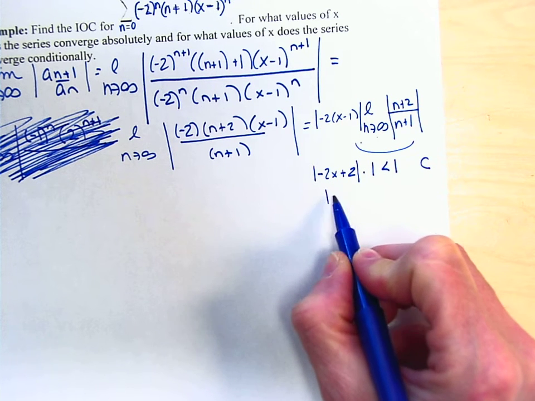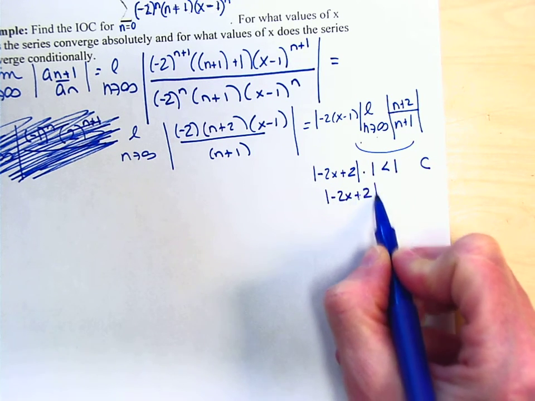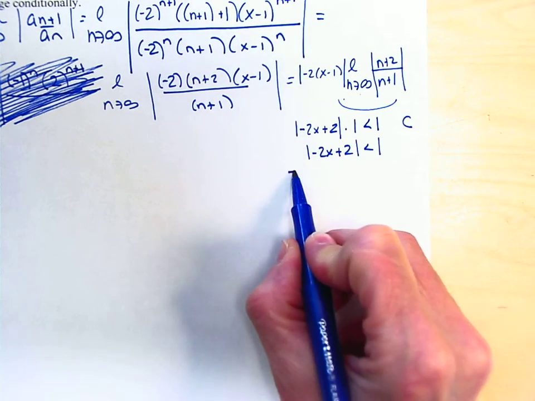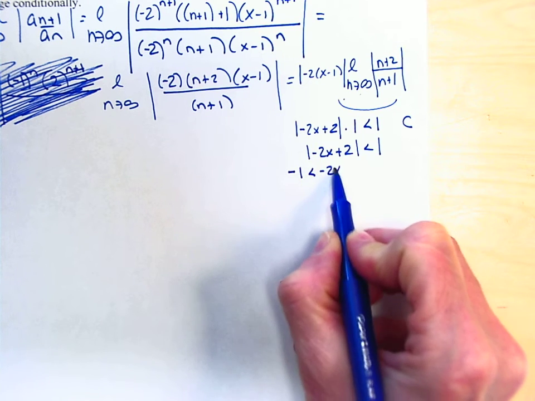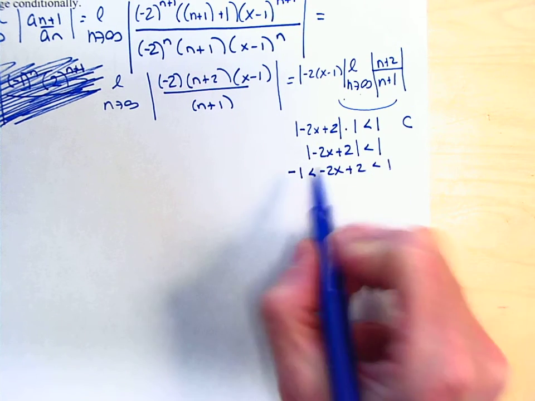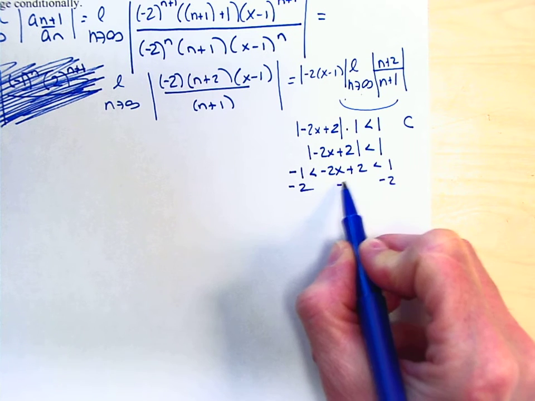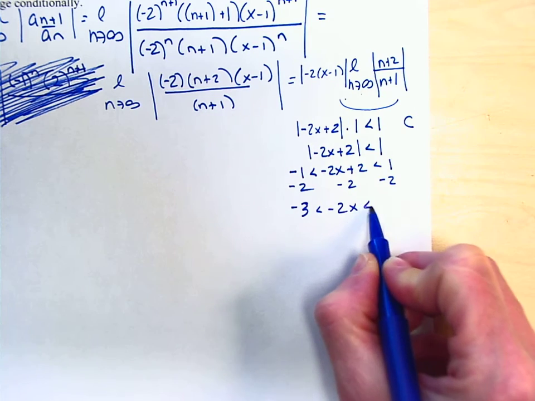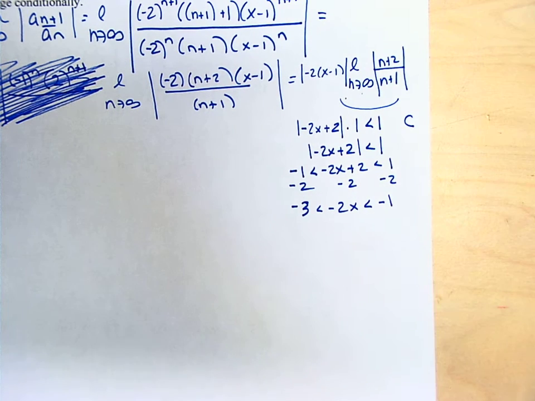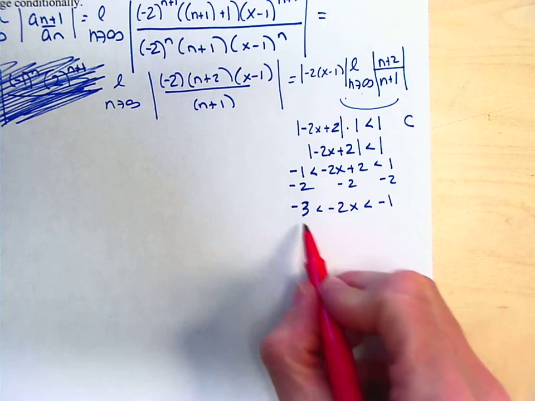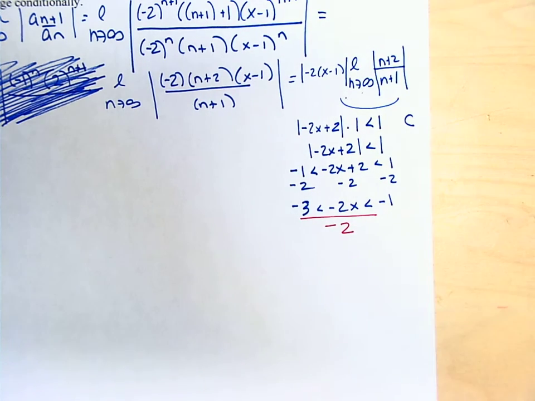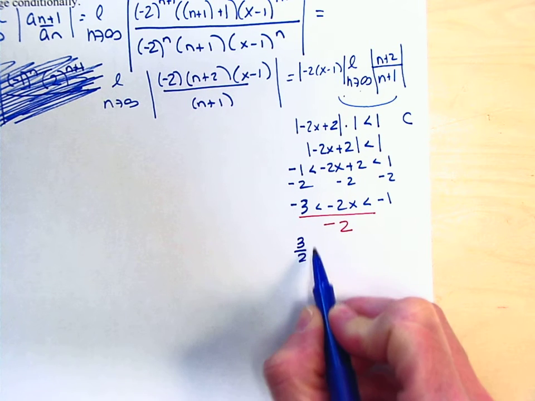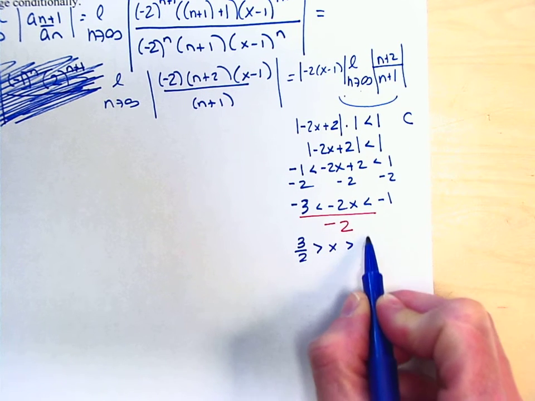So that means we have to solve this inequality. And if I start to play around with it, I remove the absolute value signs, and we have to get x by itself. So we're going to subtract 2 from everything. So we get minus 3 is less than minus 2x is less than minus 1. Now here's the key step. Getting x by itself, we're dividing by a negative number. And remember what happens when you divide by a negative number. You flip the sign. So this becomes 3/2 is greater than x is greater than 1/2.